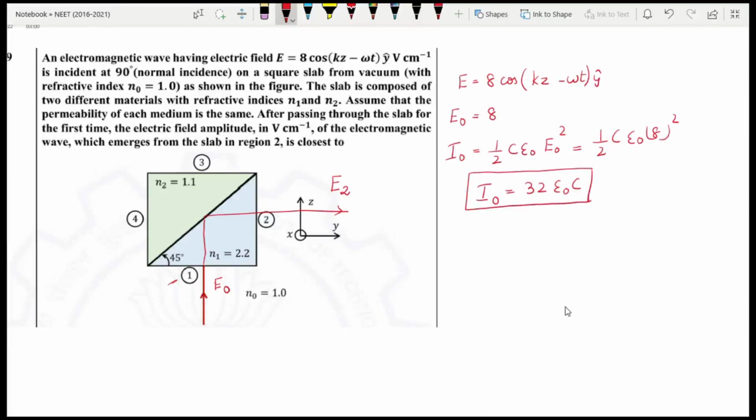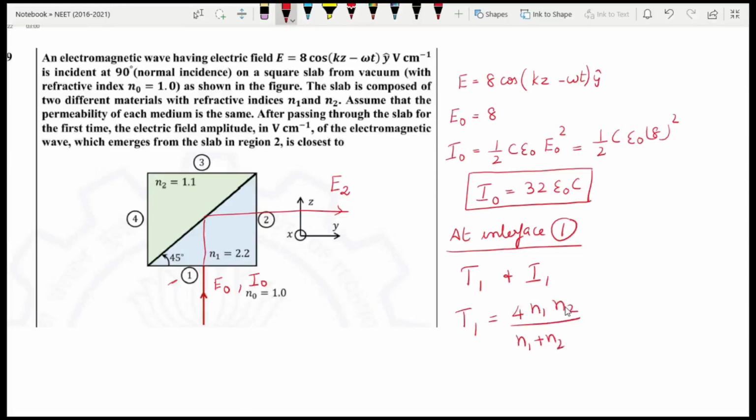Okay, this is the intensity of the incident beam here. At interface 1, at phase 1, we will calculate the transmission coefficient T1 and the intensity I1, that is, how much light comes out of phase 1 and enters inside the slab. T1 is calculated by 4 N1 N2 divided by (N1 plus N2) the whole square.